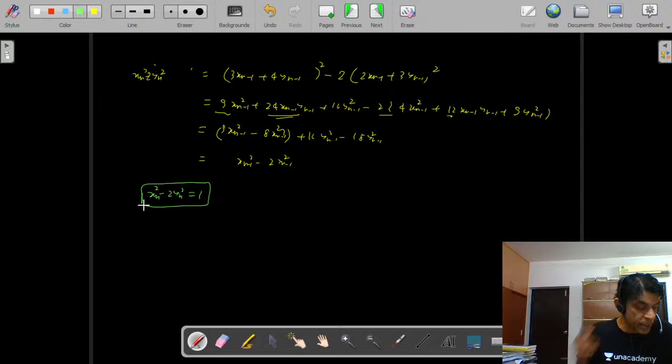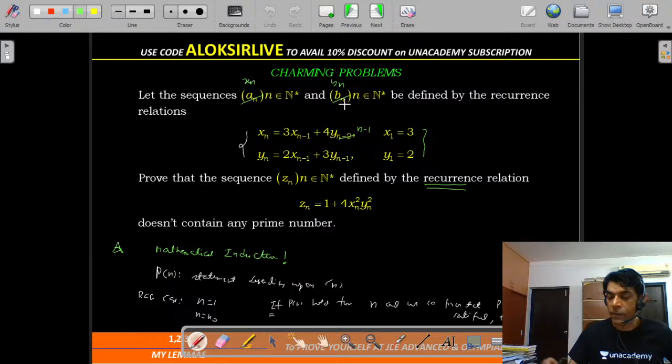Okay. So let me just show you. It's a really tricky question. The question was that the sequences xn and yn be defined by the recurrence. It is a double recurrence. I mean xn depends on xn minus 1 and yn minus 1, and yn in turn depends on xn minus 1 and yn minus 1. You can also write it in matrix form.